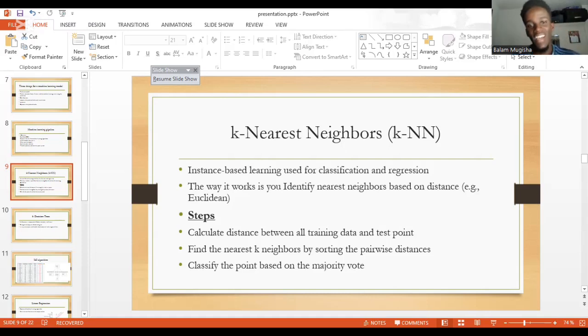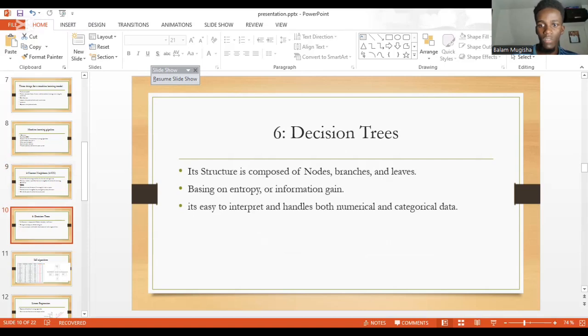So the steps are: calculate the distance between all the training data and the test point, find the nearest neighbors by sorting the pairwise distances, and classify the point based on the majority vote like I explained. So that's it for KNN. And our next slide talks about decision trees. So what are decision trees?